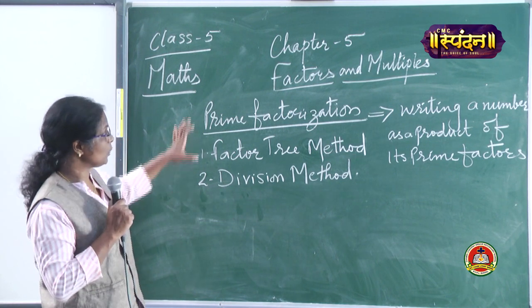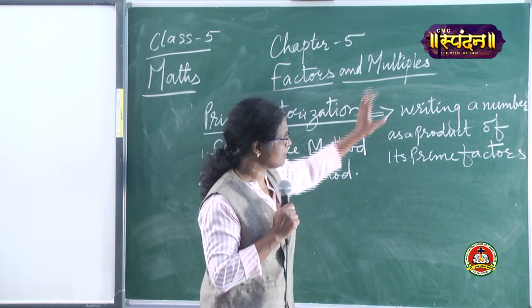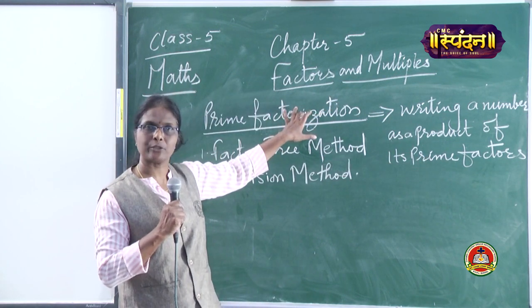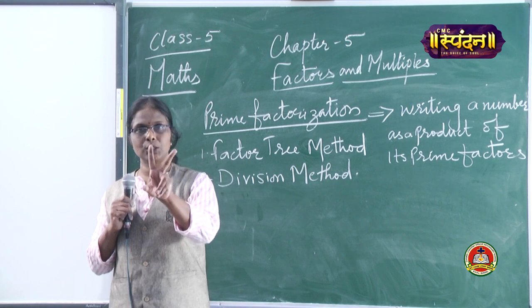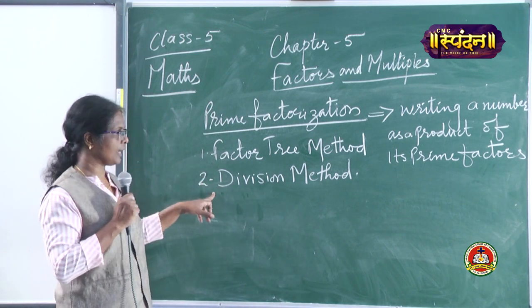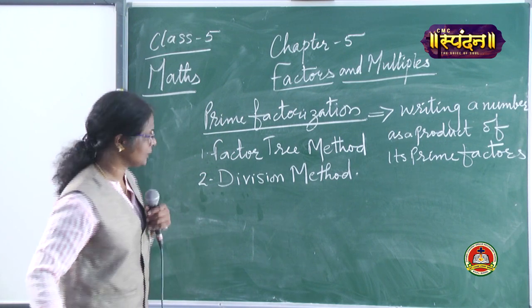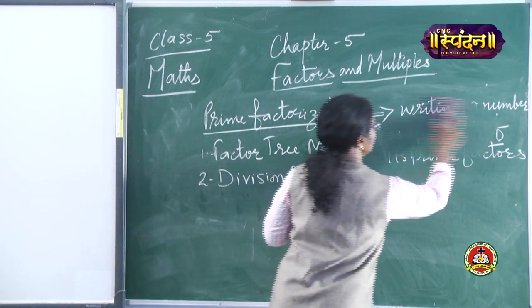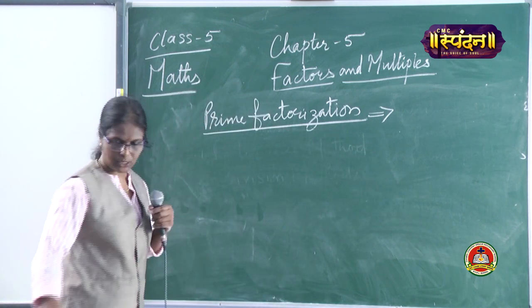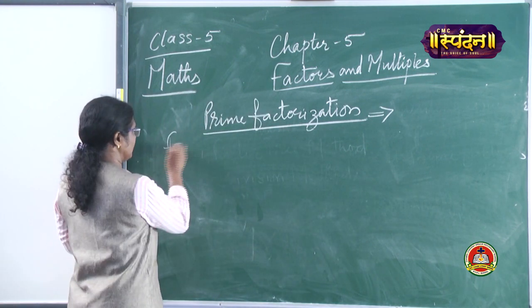So once again I am telling what is prime factorization. Writing a number as a product of its prime factors is called prime factorization, and prime factorization can be found by two methods. One is the factor tree method and the other is the division method. Let's first see how to find it by the factor tree method. Prime factorization by factor tree method.